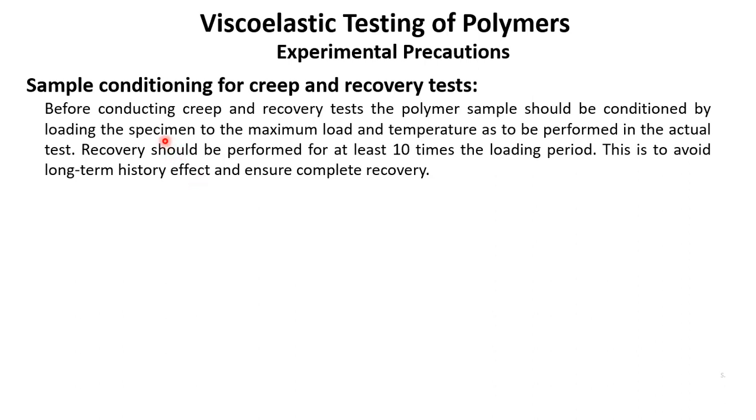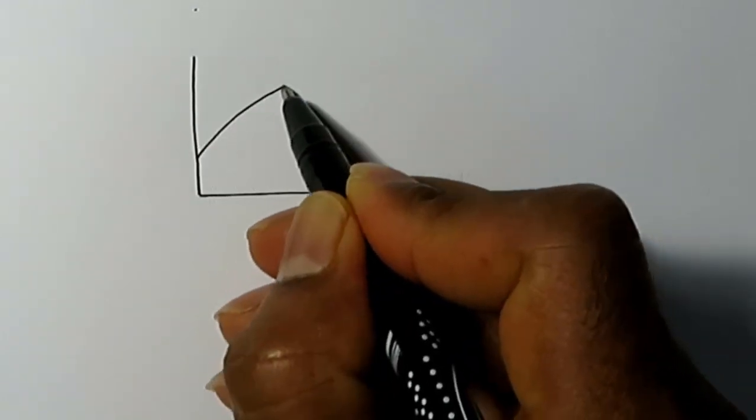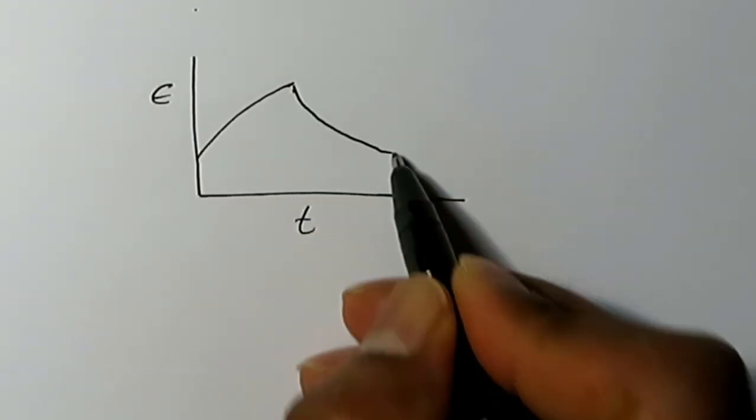So therefore it is important that we do sample conditioning before we conduct the test, and it is recommended that we should load the specimen to the maximum load at the given temperature. Whatever temperature we are using, we should maintain that temperature and the maximum load that we want to subject this material to. So we should apply the maximum load, and then we should conduct the recovery test. So we should apply the load for certain duration, and then we should subject it to recovery process for at least 10 times the loading period.